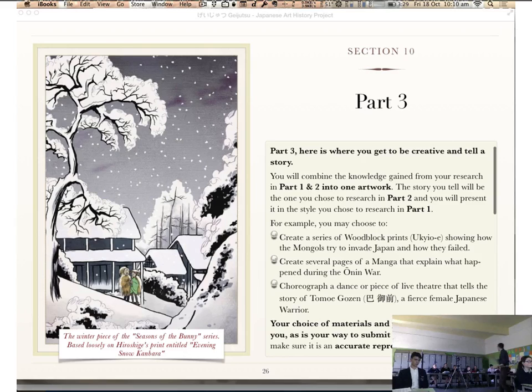Or you could do a manga. You could create several pages of a manga that explained what happened during the Onin War. You're going to make a comic that actually talks about this war and what happened. You're going to display that.